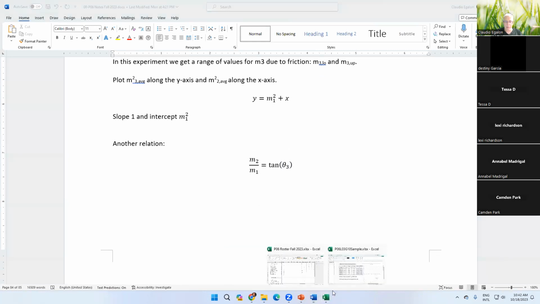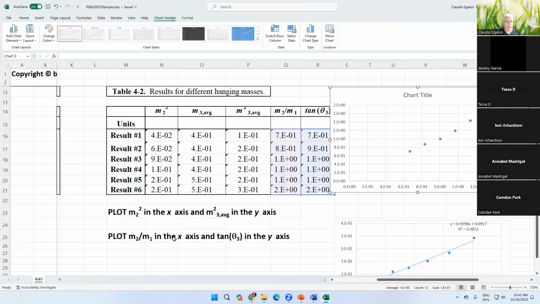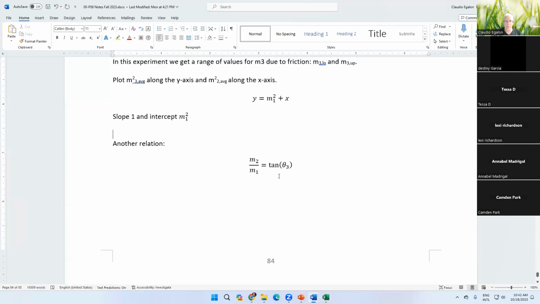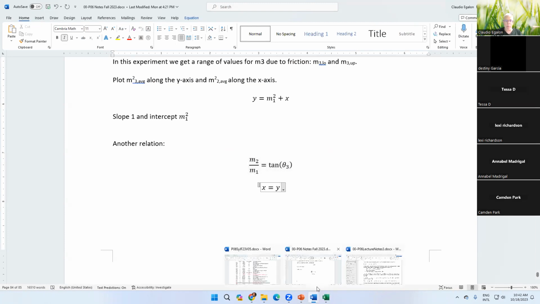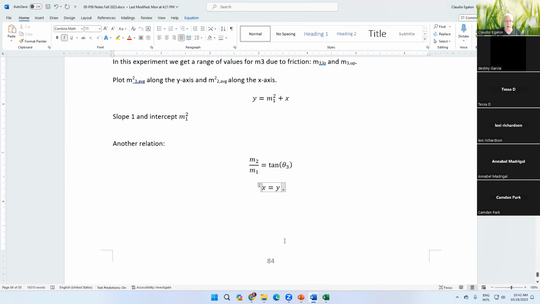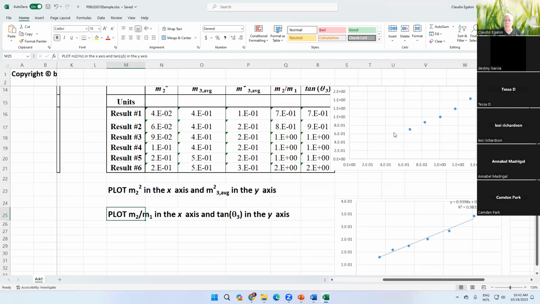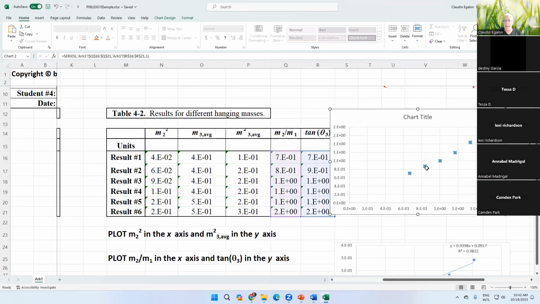And what am I doing? I'm putting this one here in the x-axis and this one here in the y-axis. So it's like that, x and y. Right? So when we plot that, we should get a slope of 1. We're supposed to get a slope of 1. Did I get a slope of 1? Let's take a look.